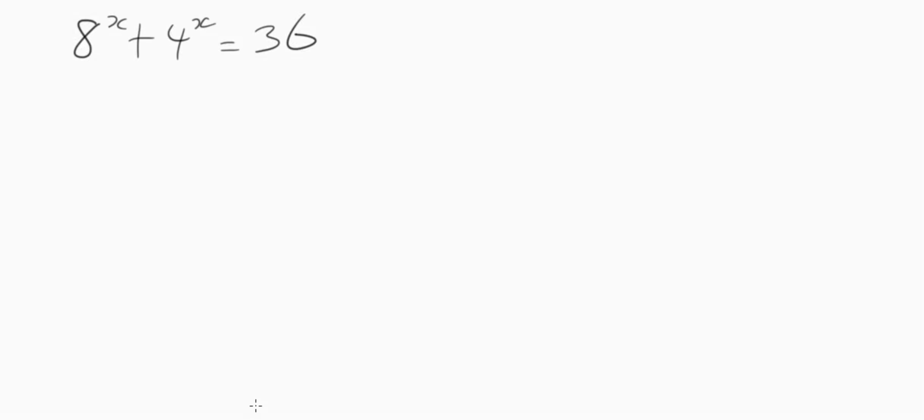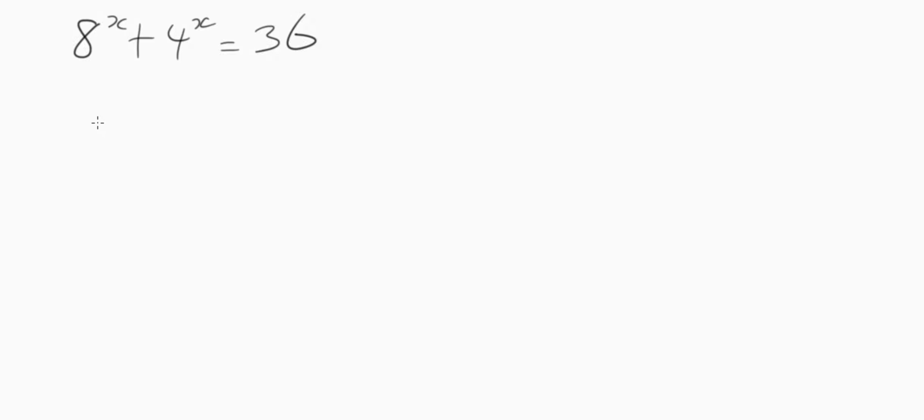In this video, we're going to learn how to solve this math Olympiad problem using our fast. So let's get started. The question says 8 to the power x plus 4 to the power x equals 36. So how do you solve this? Firstly, we need to rewrite the bases using a common base.